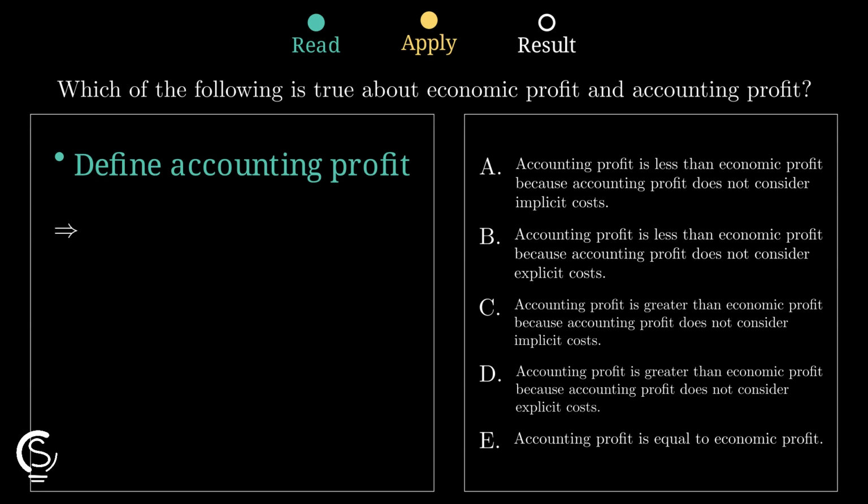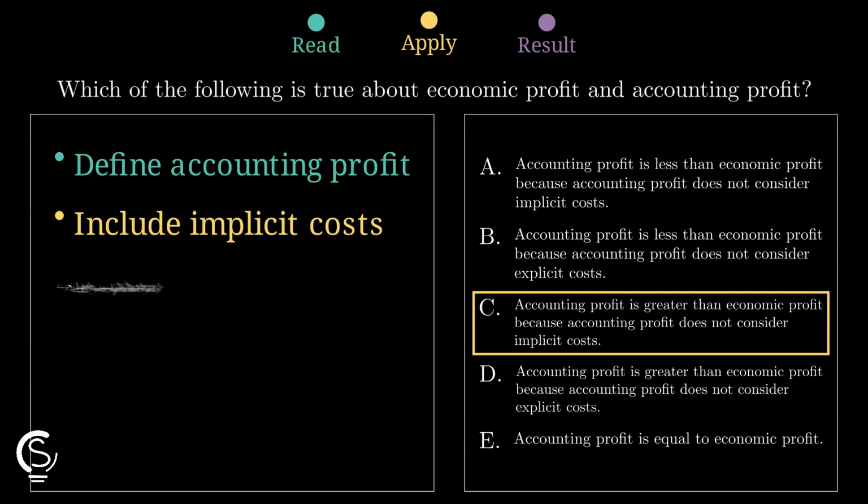So economic profit must be smaller than accounting profit whenever implicit costs exist. Simple check. So the true statement says accounting profit is greater than economic profit because accounting profit leaves out implicit costs, and that matches option C.